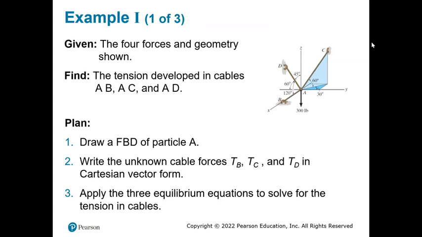First, what we do is draw the free body diagram at point A, because that's the common point to all the cords or the cables. Then we're going to write the unknown cable forces, TB, TC, TD, in Cartesian vector form.